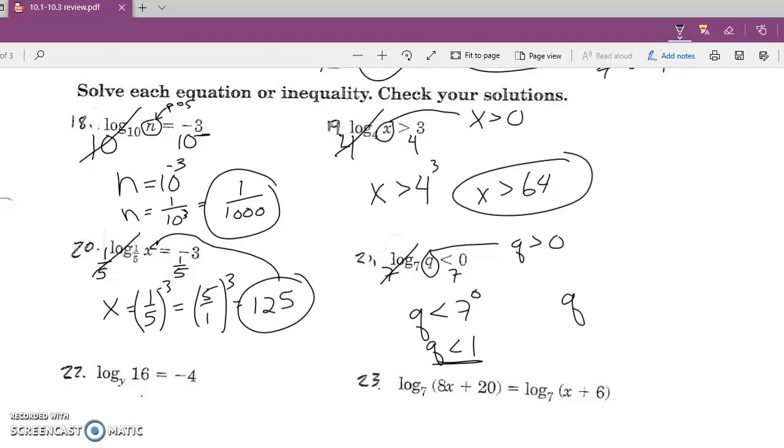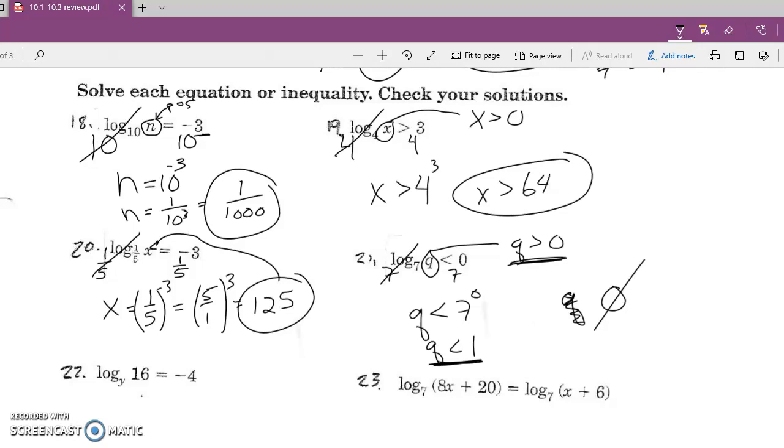You have to say Q can't be greater than 0 and less than 1. So basically, the answer to this one would be no solution. Because how can Q be greater than 0 and less than 1 at the same time? It can't. So that means there's no solution to this problem.